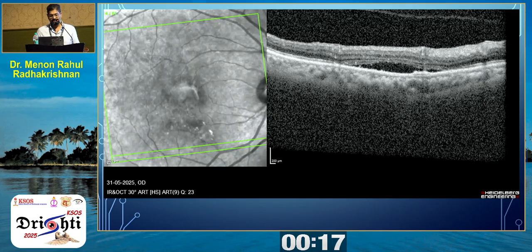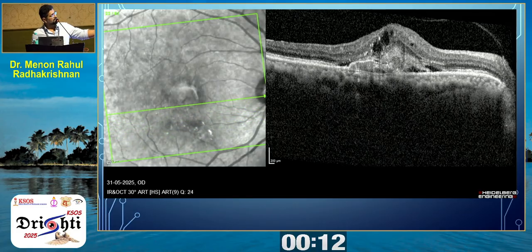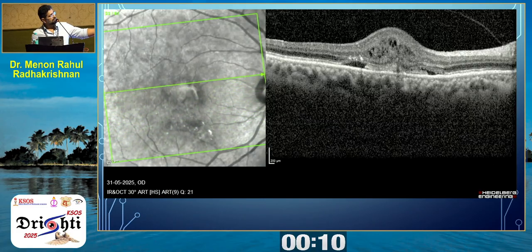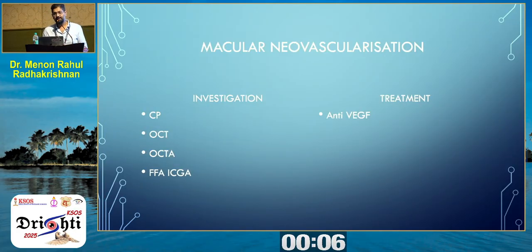And there's another case. In this case, you can see a fibrovascular PED there, subretinal fluid. This is intraretinal fluid, and there's some amount of subretinal hyperreflective material. This is basically a case of macular neovascularization. OCTA can be used to diagnose the network. FFA ICG can be done, and treatment is usually anti-VEGF.